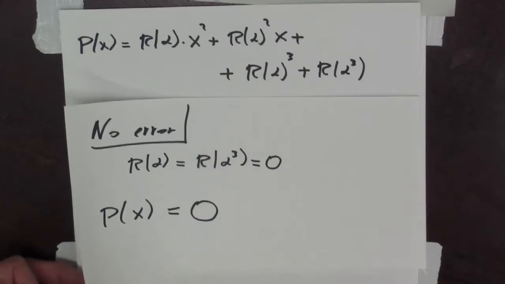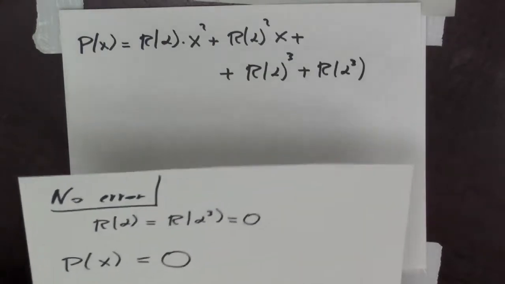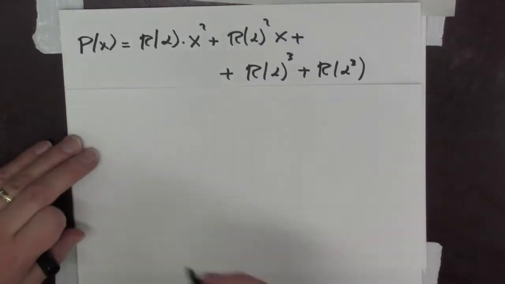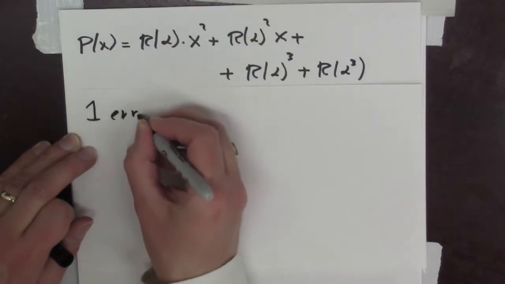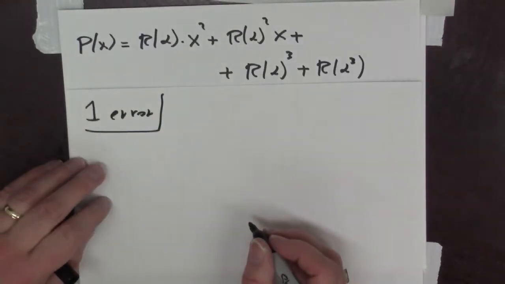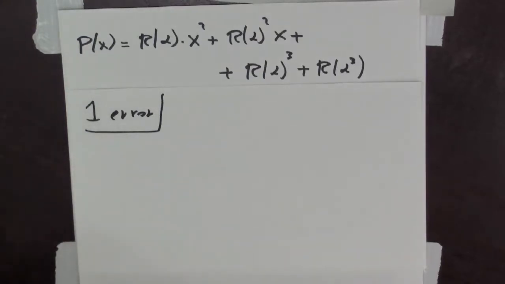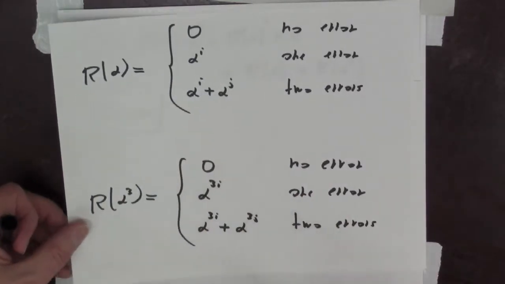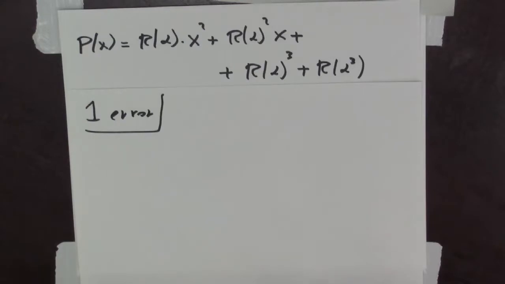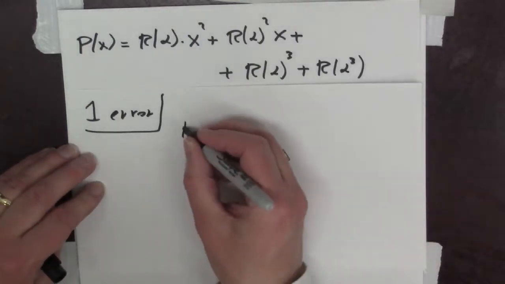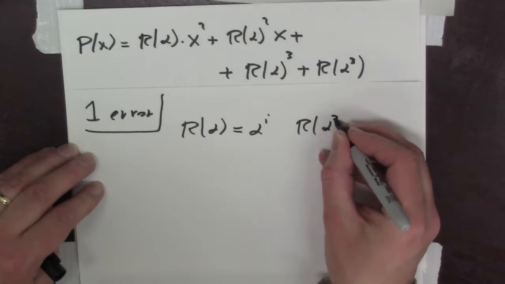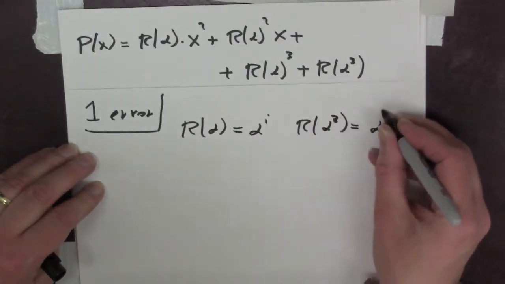Now hopefully we can distinguish this from the other cases, and you see we're going to do that. So now let's go to 1 error. Remember then, in the 1 error case, r of alpha is alpha to the I, r of alpha cubed is alpha to the 3I. So that's what we're going to plug in. So let me just write that here so you remember.